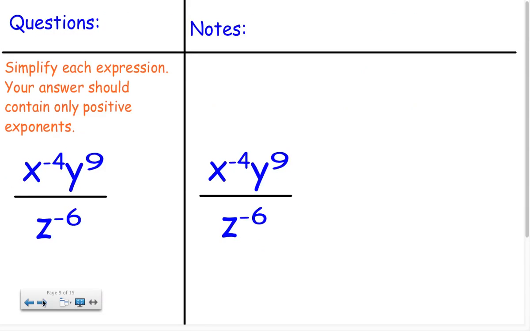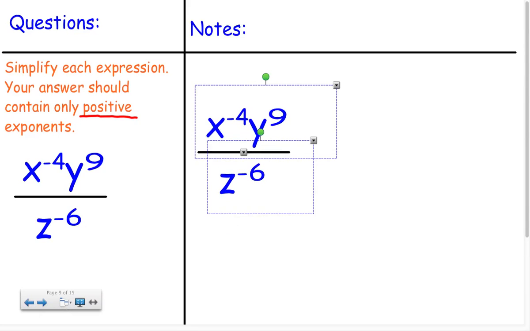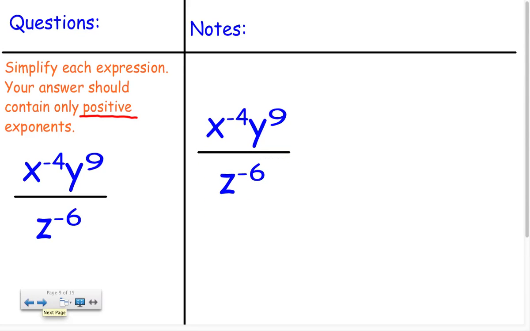Simplify each expression. Your answer should contain only positive exponents. So before you're done, make sure you only have positive exponents in your answer. All right, so we have x to the negative 4th, y to the 9th, over z to the negative 6th. The first thing I always do is I circle my negative exponents. That means those are the things that are going to need to move. Everything that's circled has to move somewhere else because it can't stay negative.